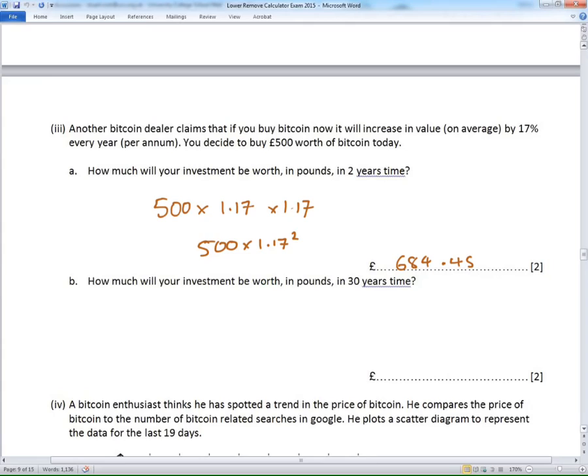Okay, so the next question, we're going to extend these ideas. We're going to do 500. Since it's 30 years, we're going to do 1.17 to the power of 30. And if you do that, you're left with £55,532.33. So Bitcoin seems like a sensible investment. I'm not going to do part 4 in this video, since it was just drawing a line of best fit and reading off the line of best fit.